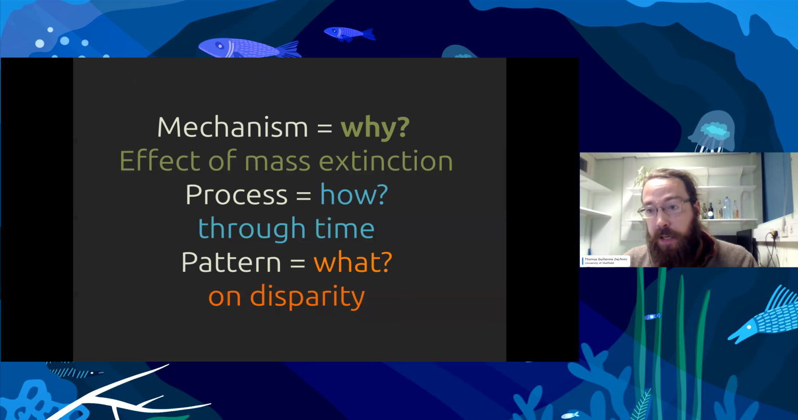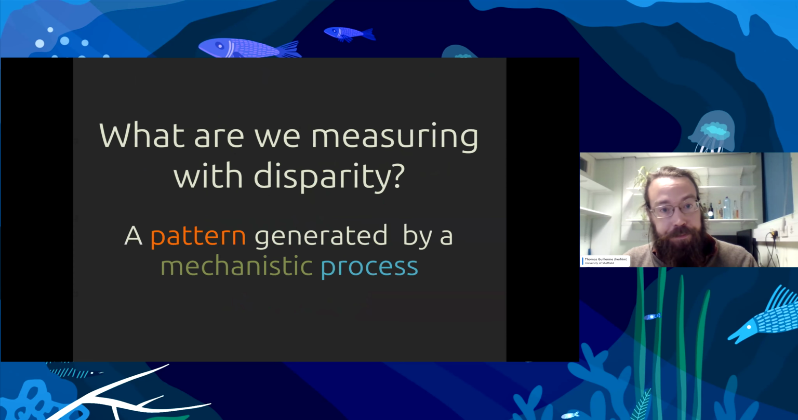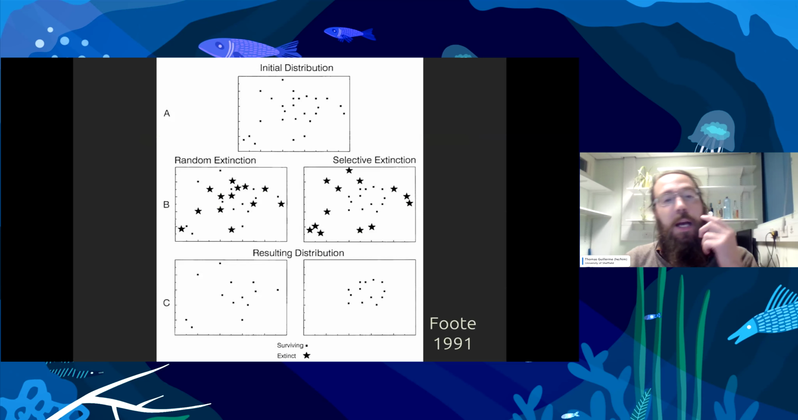I just want to look at different patterns. Nobody gives you funding, but if you say, I want to understand how mass extinction works, people give you funding, hopefully. So if I reiterate this question, what are we measuring with disparity? We're measuring a pattern generated by a mechanistic process. And this is going to be important, I think, to select disparity metrics.